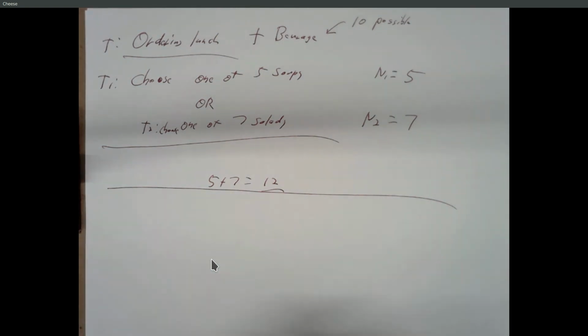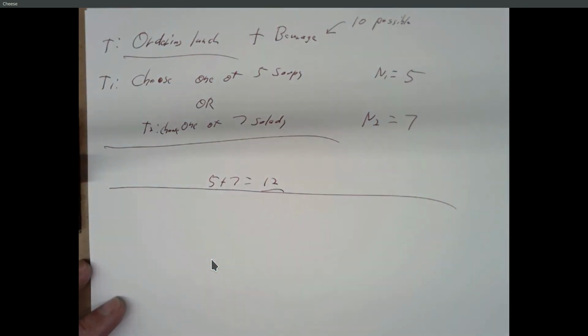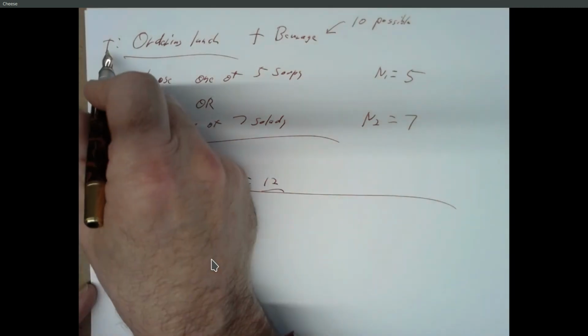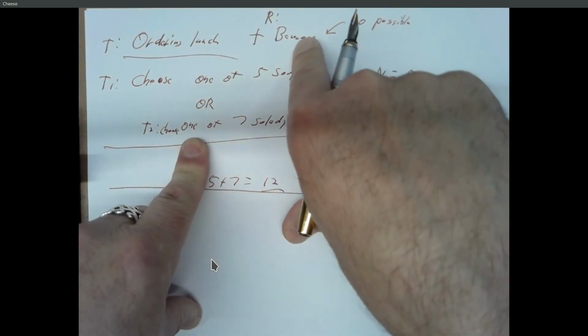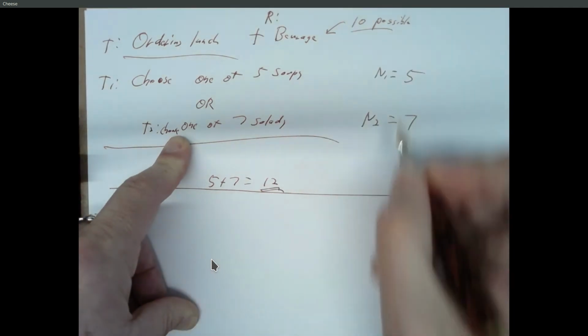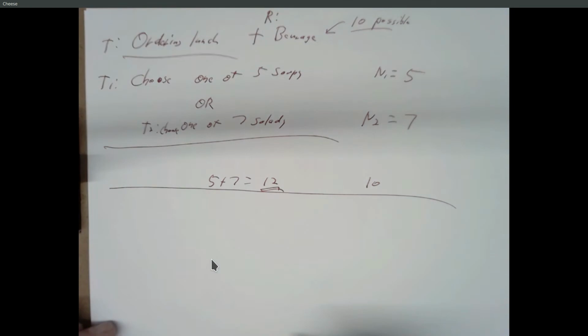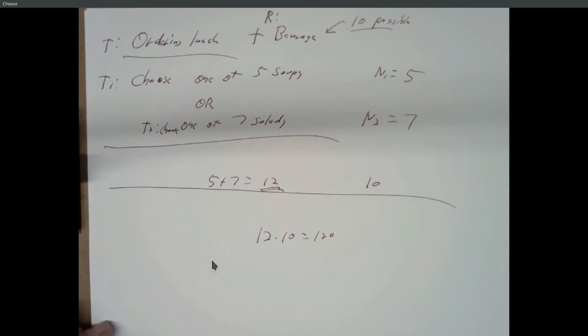So you want to order lunch including a beverage. You have to choose a soup or a salad, and you have to choose a beverage. So we have task T, which is ordering lunch, and then we have task R, which is choosing a beverage. And this is a succession. So the complete process is choosing a soup or a salad and then choosing a beverage. How many ways can we choose a soup or a salad? 12. How many ways can we choose a beverage? 10. So the number of ways we can do both of those is 12 times 10. It's 120 possibilities.